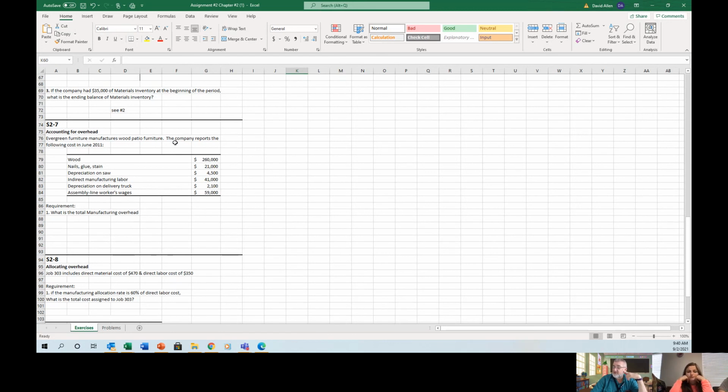manufactures patio furniture. The company reports the following stuff for June of 2011. Okay, and you guys remember I told you at the beginning that there's a newer book for this class. This exact problem is in that newer book, and the only thing that they changed was instead of 2011, they put 2019. That way they can charge you for a new book and charge you more.